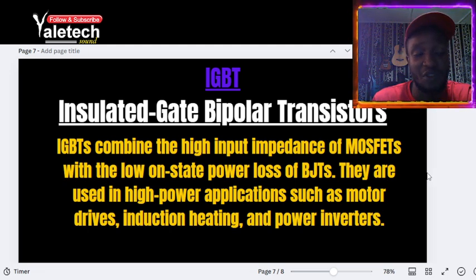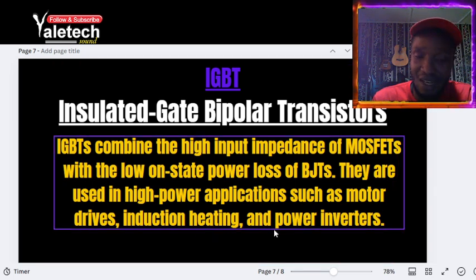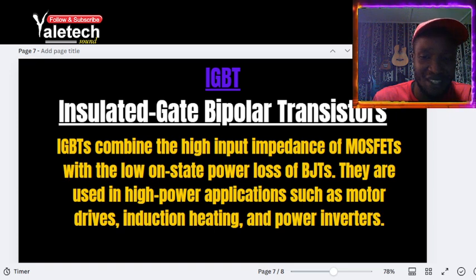Because if you look at your inverter system, the power coming in may be, let's say, a 12 volt, 24 volt or 48 volt inverter, and it's stepping it up to 220 volts. So definitely there is no room for voltage loss. If not, you'll be losing some energy. That is why IGBTs are very, very good in that area. Then induction heating, less energy depletion, then motor drives. Exactly, and I believe you understand very well.